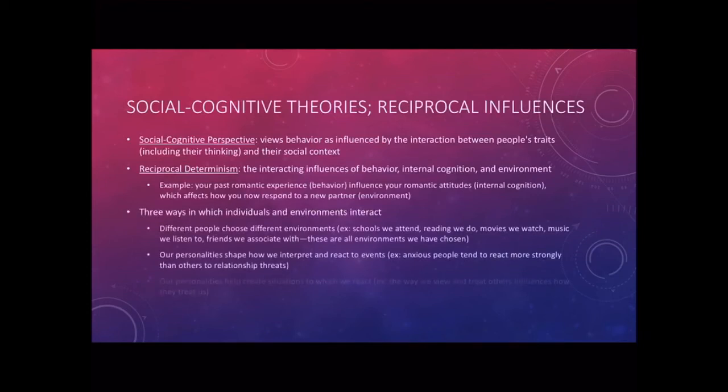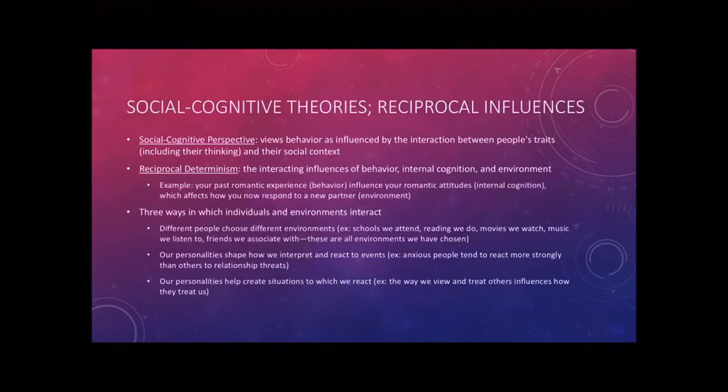And then there's three ways in which individuals and environments interact. Different people choose different environments. So your parents kind of choose the school that you attend in high school, but we chose the college that we decided to go to. We choose what we want to read, what movies we want to watch, what music we want to listen to, what friends we want to associate with. These are all environments, but they're environments that we have chosen to be a part of.